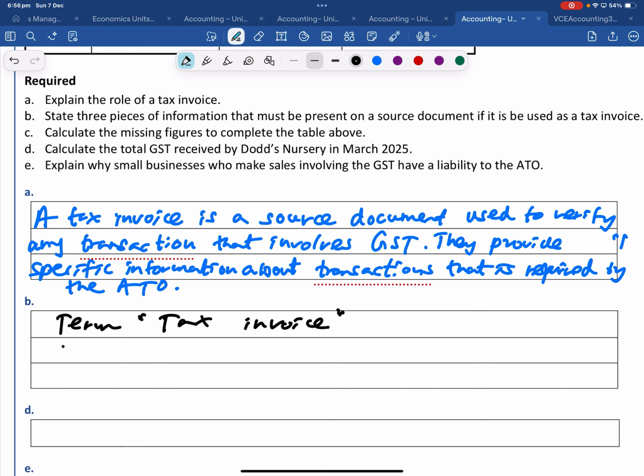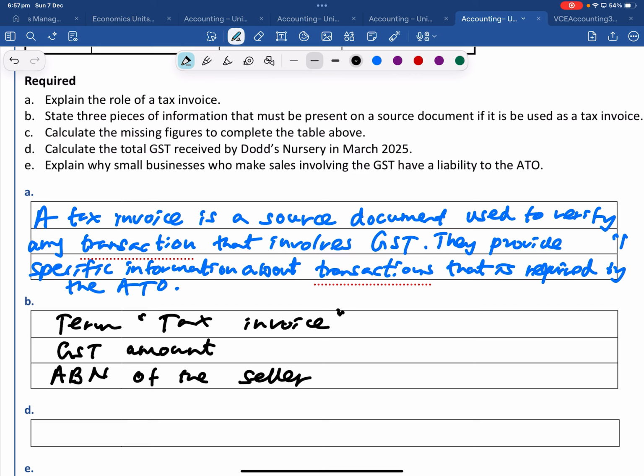GST amount, and then the ABN of the seller, right? And then also we can have the date of the transaction, right?